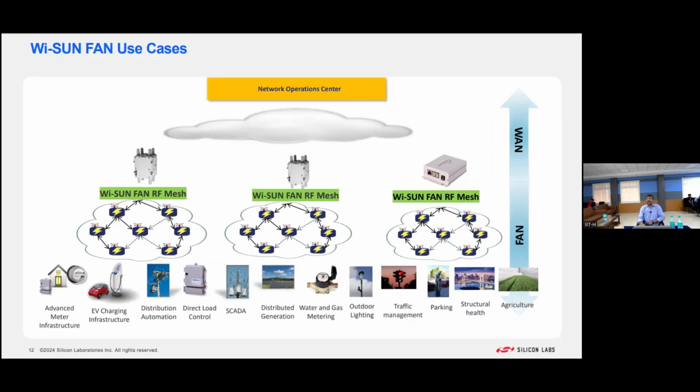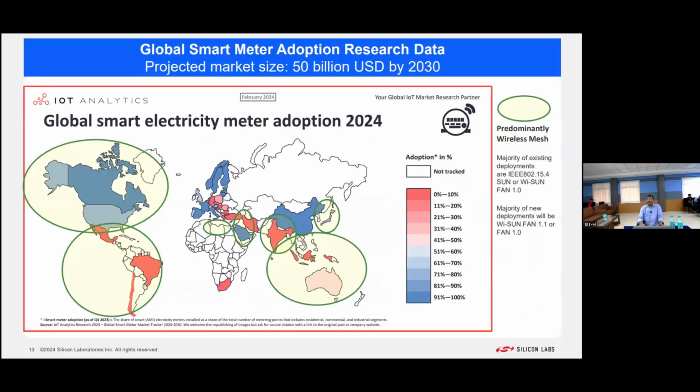This is showing you different use cases at the bottom, like advanced metering infrastructure, SCADA, EV charging, outdoor lighting, traffic management, parking, and agriculture, like livestock monitoring. All that monitoring and control can be possible through a Wi-SUN mesh network. The middle one shows the Wi-SUN router network, how it is meshed. And the top ones are the border routers which are connecting to the cloud.